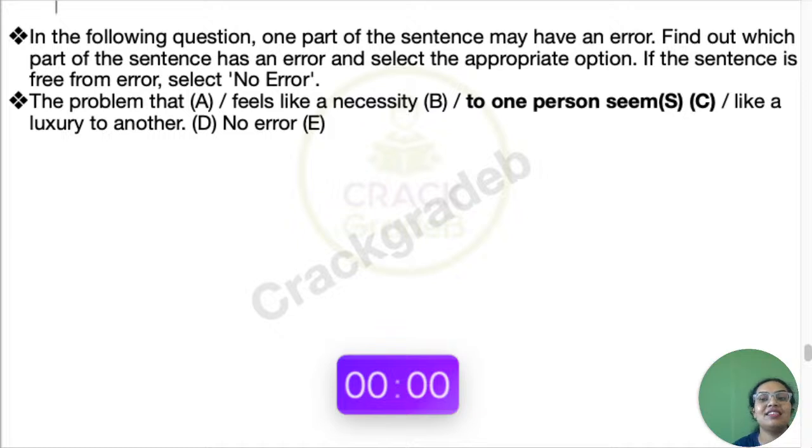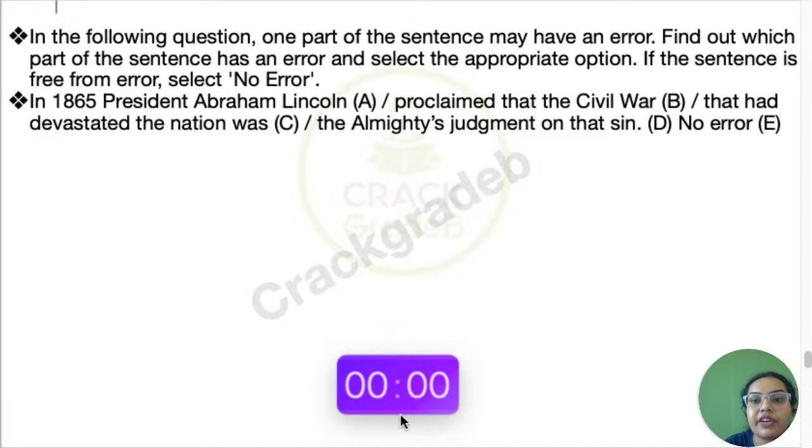So this one is again very simple. The problem that feels, it is singular, so that feels like a necessity to one person seems, okay, it is in present. Problem is singular, so seems aega like a luxury to another. Simple. Last question.